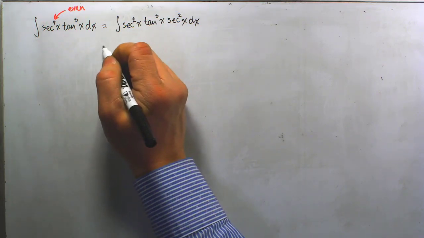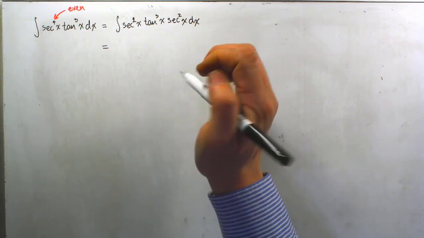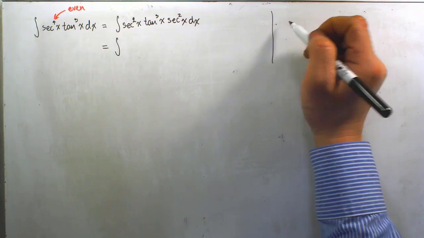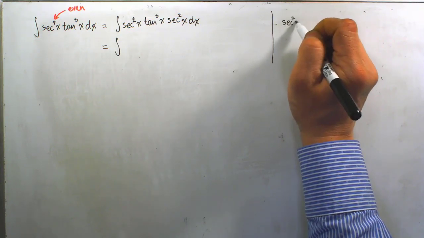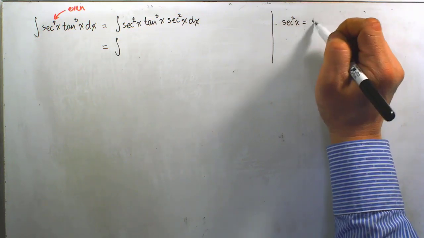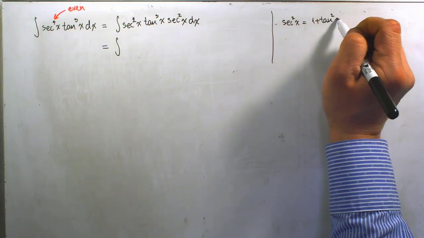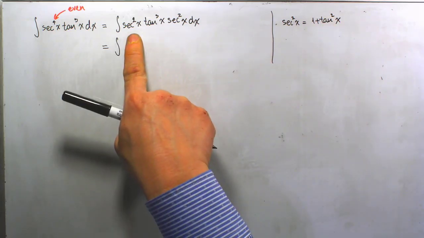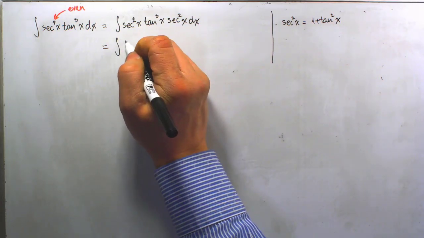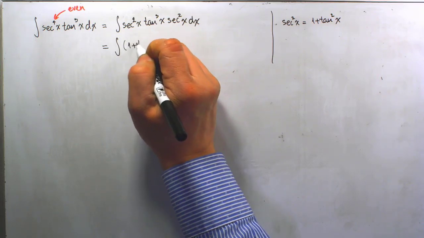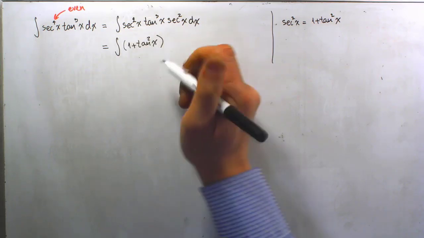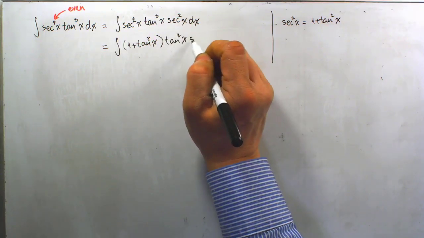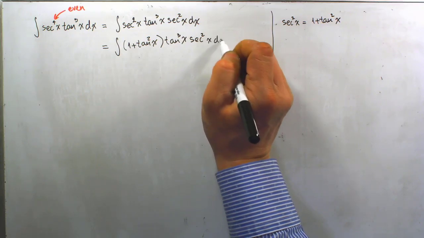And so in the next step, as mentioned earlier, secant squared of x is equal to 1 plus tangent squared of x. So I'm going to substitute this 1 plus tangent squared of x into the secant squared right here. So what I will have is, in parentheses, 1 plus tangent squared of x, multiplied with tangent cubed of x times secant squared of x dx.